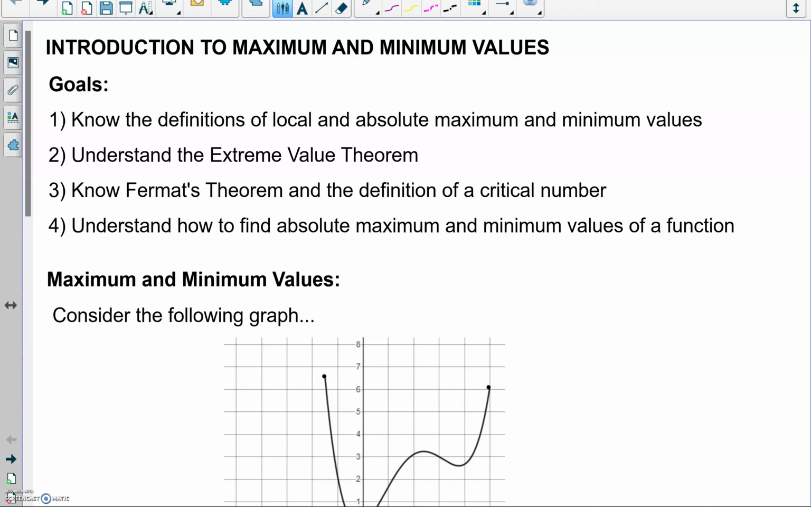This is where the derivatives are really going to come into play for us and help us find candidates for maximums and minimums. And then understand how to find absolute maximum and minimum values of a function. So we're going to put all this together and see an example at the end.